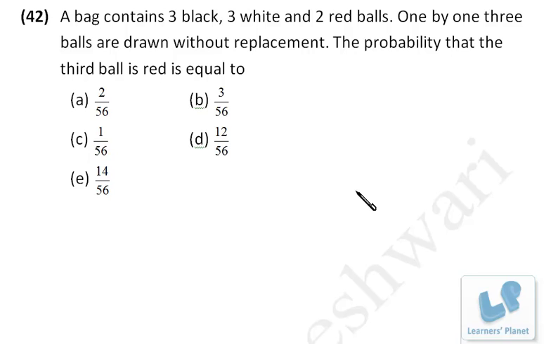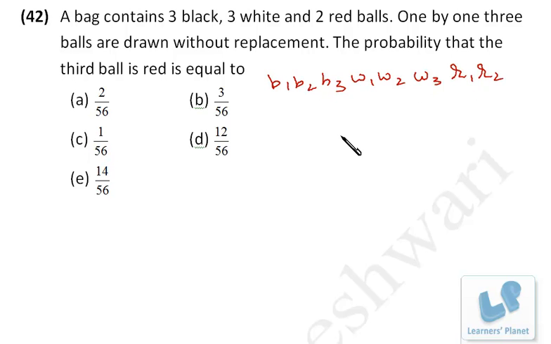Now let's try this question. A bag contains 3 black, 3 white and 2 red balls. One by one, 3 balls are drawn without replacement. The probability that the third ball is red. Now friends, we have 3 black, 3 white and 2 red balls. I just explained this problem as an arrangement of letters in a word. So it's black 1, black 2, black 3, white 1, white 2, white 3, red 1, red 2, right? This is the total number of letters.